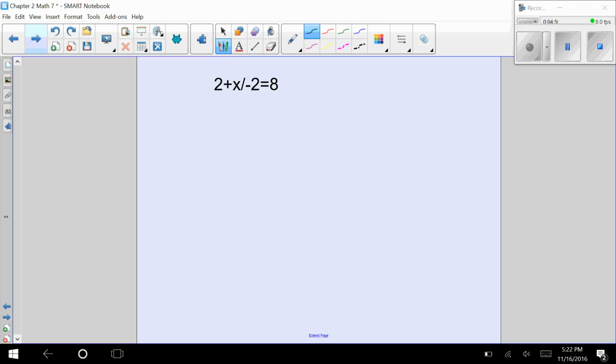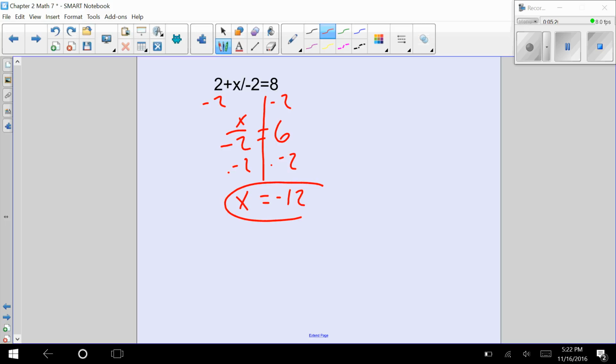2 plus x divided by negative 2 equals 8. You can rewrite this one if you want. Since it's addition, you can just flip-flop the order. Or you can recognize in your head that to get rid of that 2, I have to subtract it. So I have x over negative 2 equals 6. X over negative 2, I multiply both sides by negative 2. And end up with x equals negative 12.